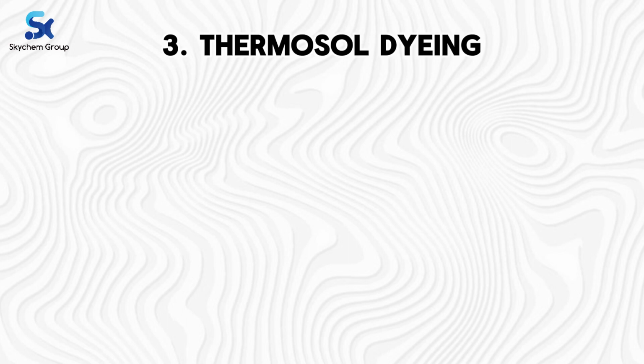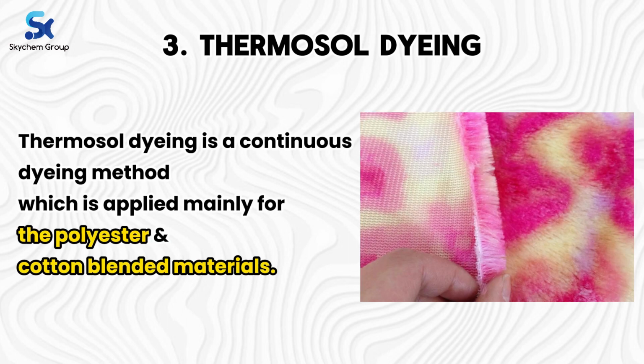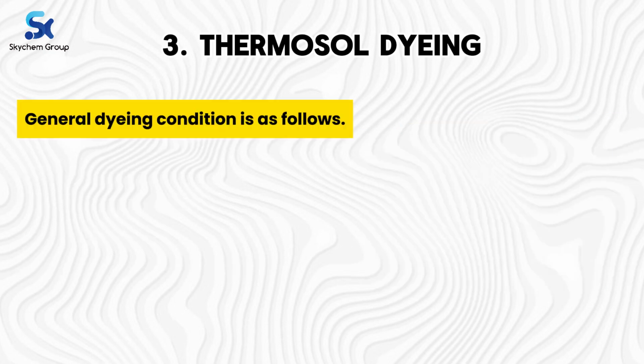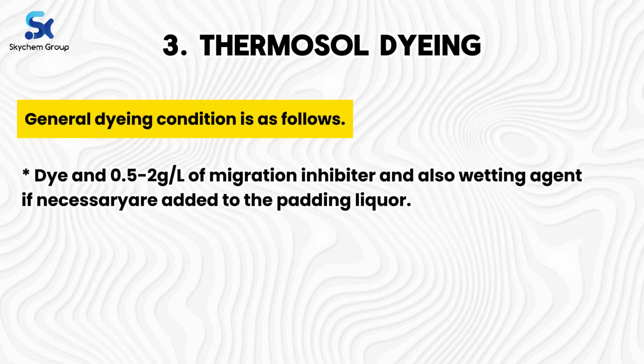3. Thermosol dyeing. Thermosol dyeing is a continuous dyeing method which is applied mainly for polyester, cotton blended materials. General dyeing condition is as follows. Dye and 0.5 to grams per liter of migration inhibitor, for example sodium alginate, and also wetting agent if necessary, are added to the padding liquor.